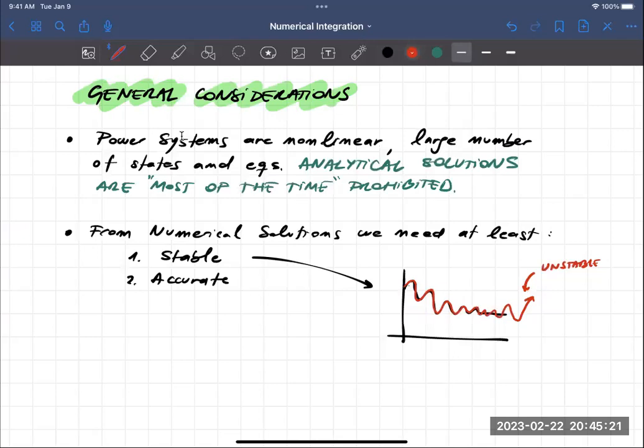And accurate, of course, means that the numerical solution is going to be close to the real solution. So let's say the approximate solution minus the exact solution is going to be low. The error between those two, the exact solution and the numerical solution, is going to be low. It's going to be bounded, if you will.